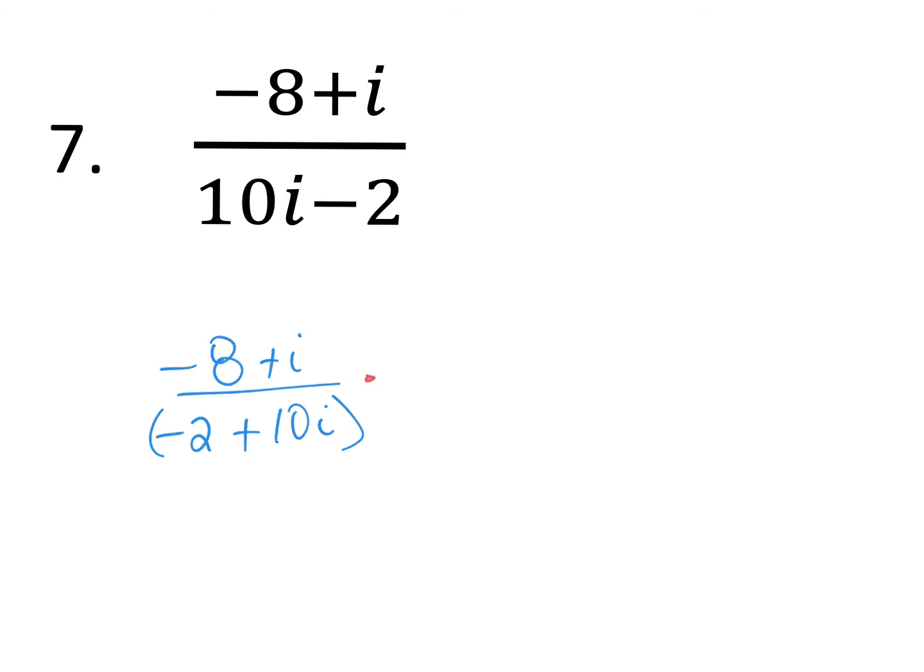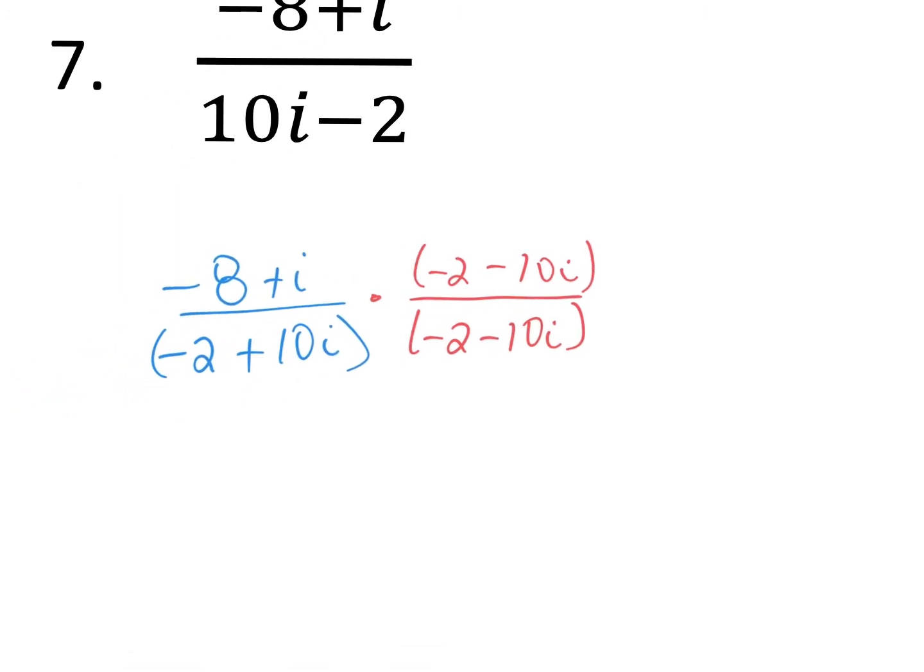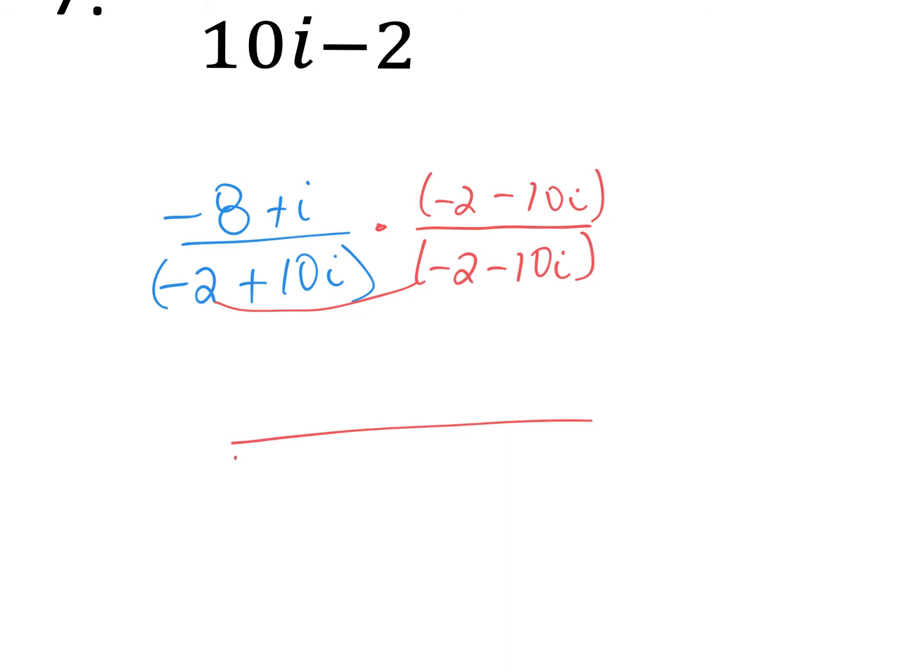Now, I'm going to multiply by the complex conjugate. What is the complex conjugate of the denominator? Negative 2 minus 10i. So what you do to the bottom, you do to the top. And then this just becomes a big multiplication problem. Let's do the denominator first. What's negative 2 and negative 2? 4. What's negative 2 and a negative 10i? Plus 20i. What's 10i and negative 2? Minus 20i. What's 10i and negative 10i?